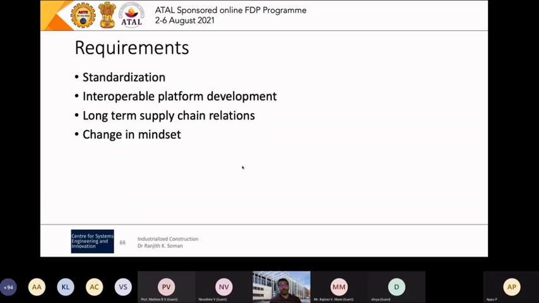platform. But what we need is standardization. Things should be interoperable. We need to have long-time supply chain relations so that we don't have any reliability issues. And finally, the most important, as engineers, we need to create a change in mindset. We've been constructing buildings almost the same way all the way from the era of master builders till now. We need to change that mindset.